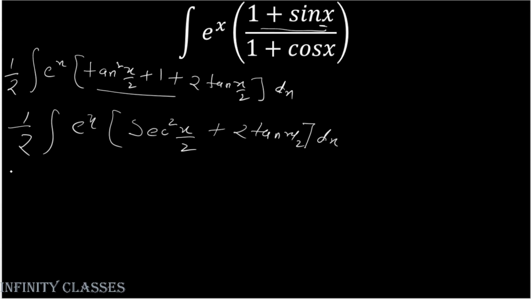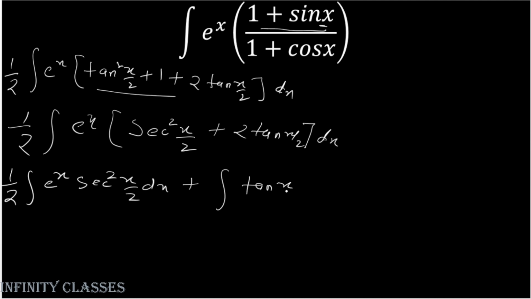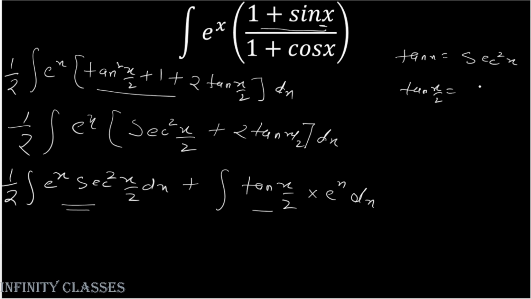Now this one is 1 upon 2 e^x sec square x by 2 dx. I am multiplying with 1 upon 2, so it is integration tan x by 2 e^x dx. Now the derivative of this one is this. As we know, derivative of tan x is sec square x, but in this case this is tan x by 2, so it is sec square x by 2. Then derivative of x by 2 is 1 upon 2.